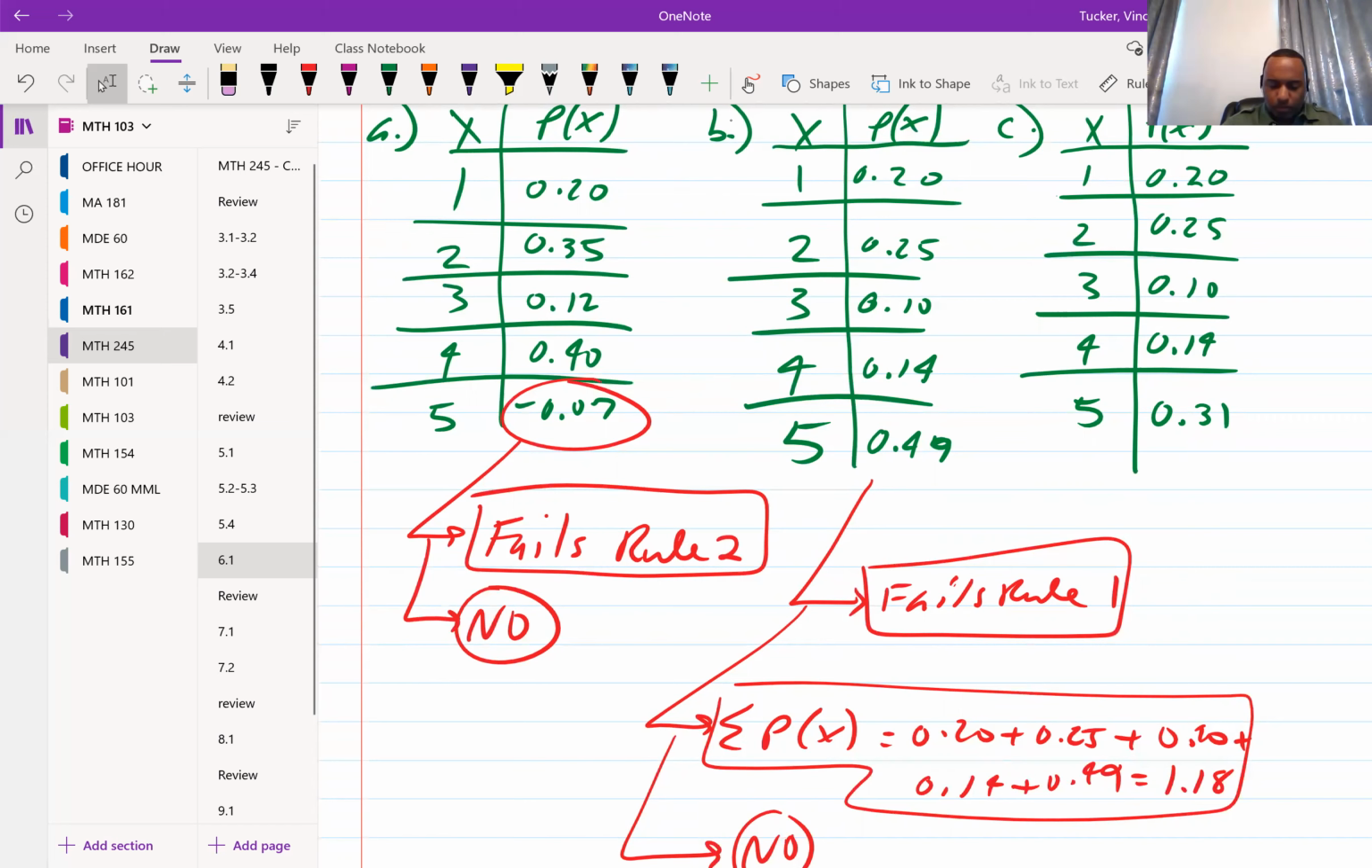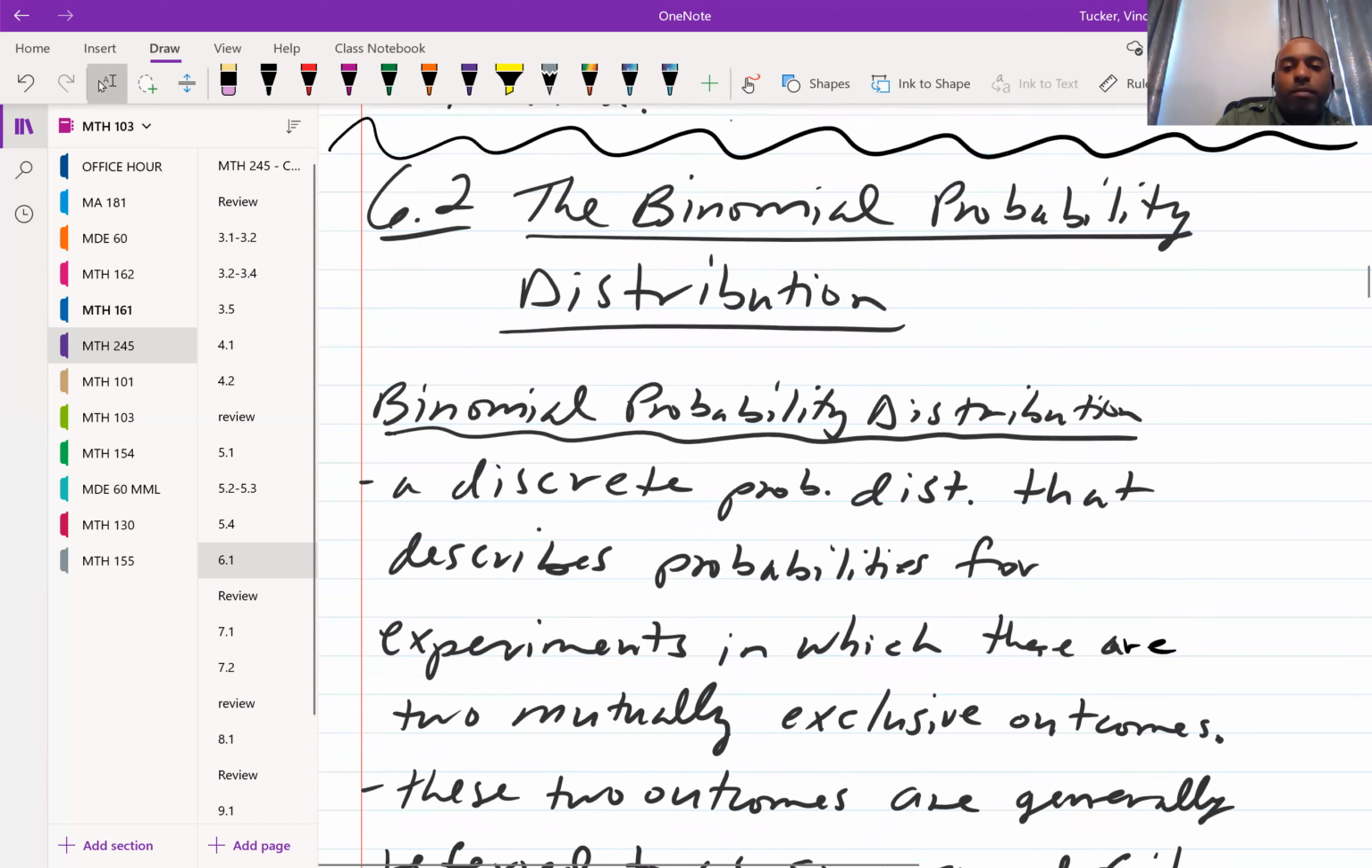All right. So 6.2, the binomial probability distribution. The binomial probability distribution is a discrete probability distribution that describes probabilities for experiments in which there are two mutually exclusive outcomes. So only two outcomes are possible. That's why it's called a binomial probability distribution. These two outcomes are generally referred to as success and failure.